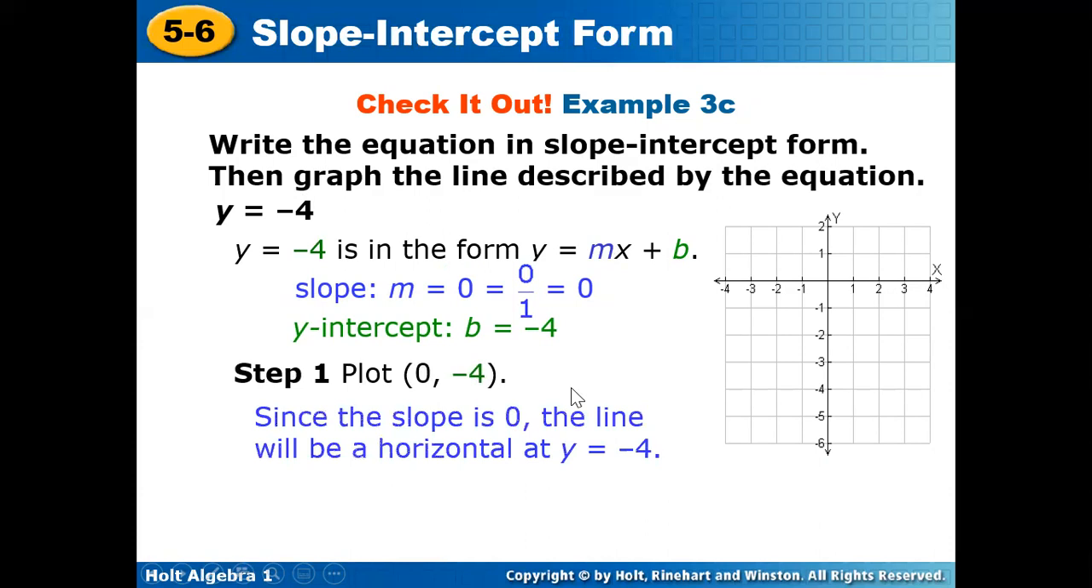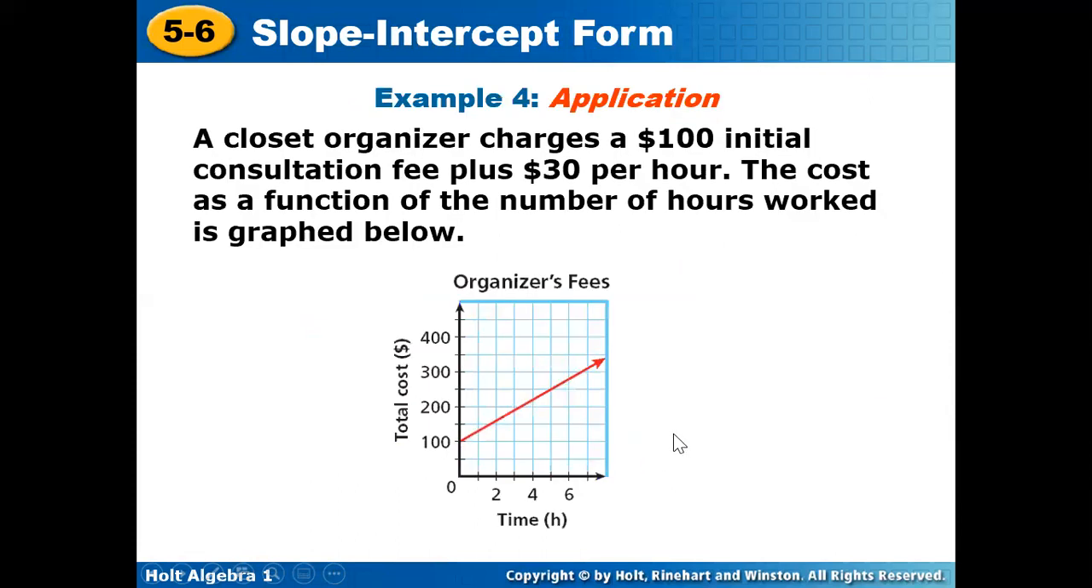So plot your point. Since the slope is 0, we're just looking at a horizontal line, right? 0 over 1. So whenever you're just given the y-intercept, it's a horizontal line because the slope is 0 over 1. All right, we're going to check this one out.